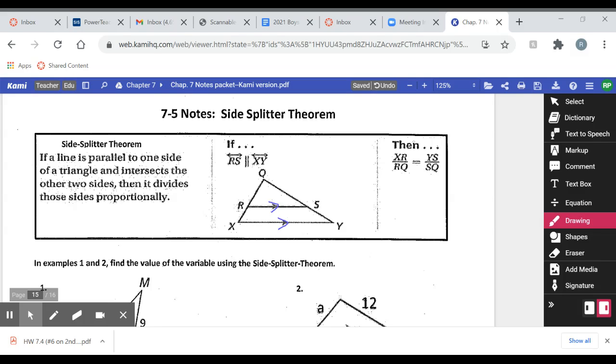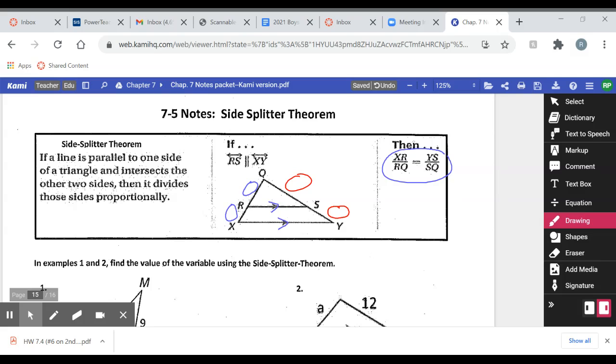So you can see what it says over here to the right, that XR, which is this little piece, over RQ, this little piece, is equal to YS, this little piece, over SQ, this little piece. Okay, so again, it just splits those pieces up into proportional parts.